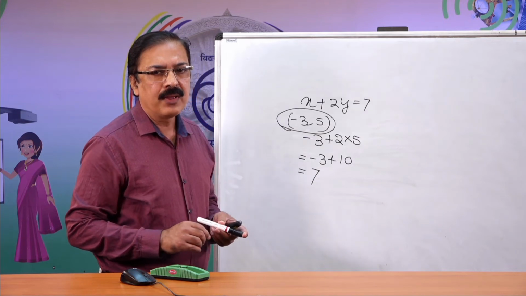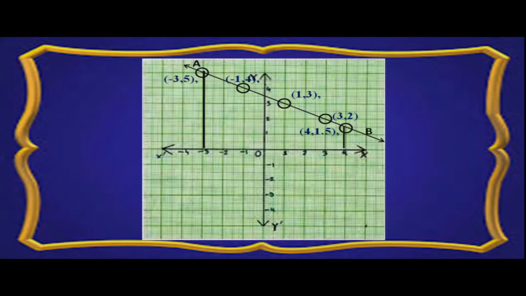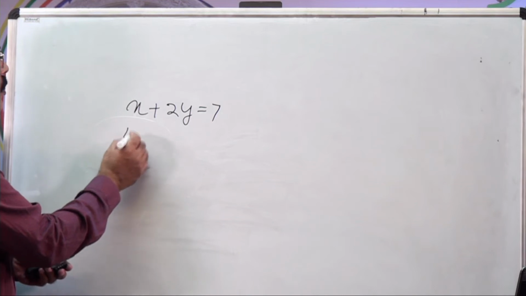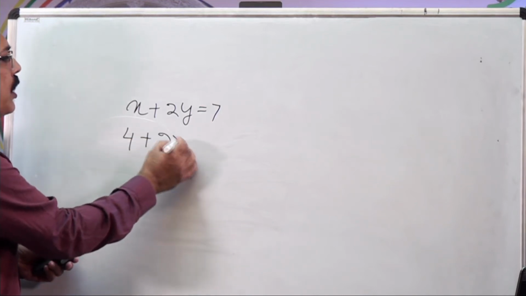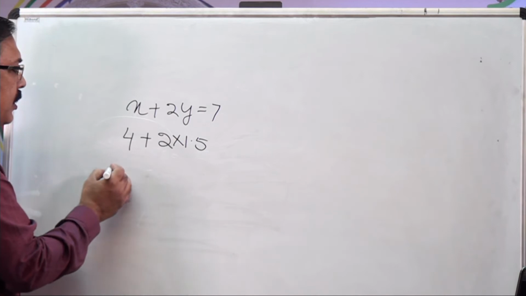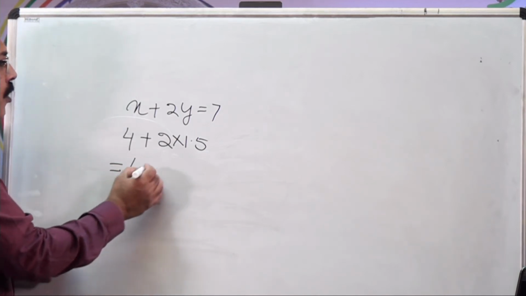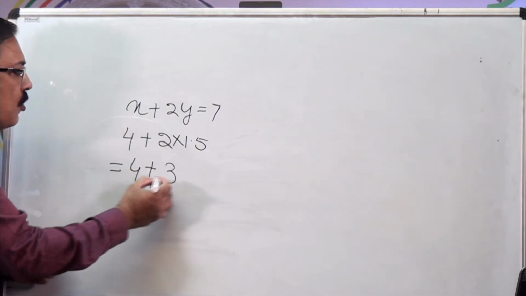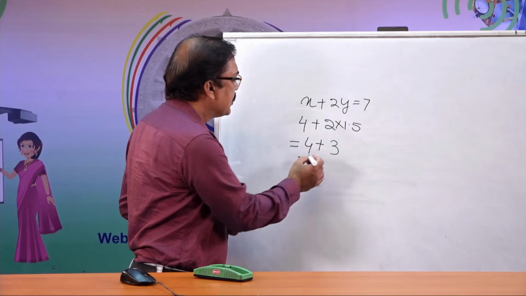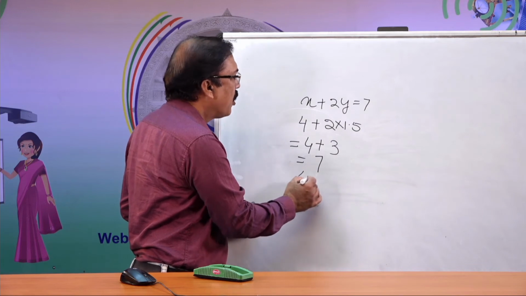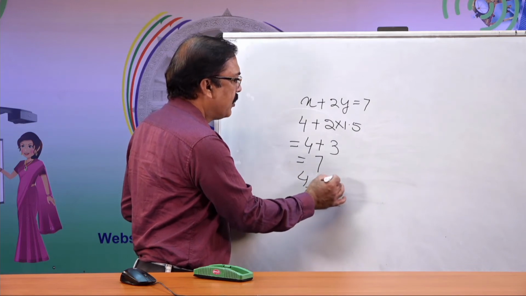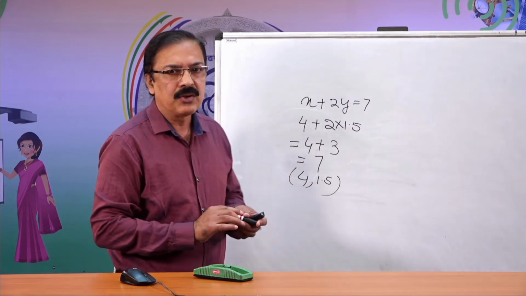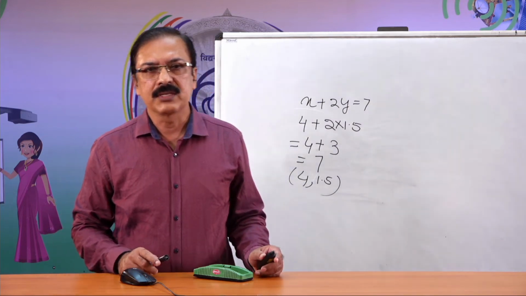Now let's see whether 4, 1.5 is a solution or not. X is 4 plus 2 into 1.5. This gives 4 plus 2 into 1.5 is 3. So 4 plus 3 is 7. So 4, 1.5, this is also a solution to this equation.